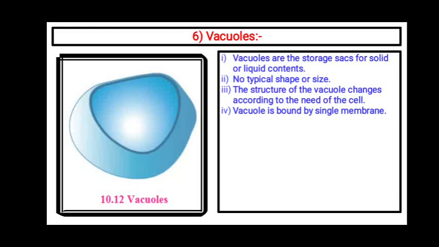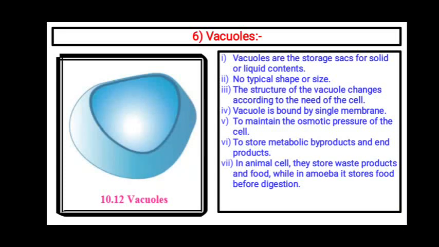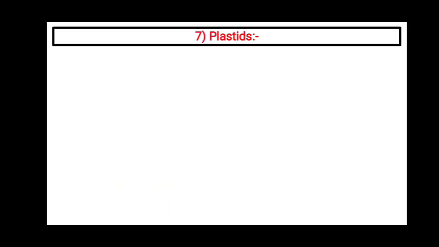Vacuole has a single membrane. The function is to maintain the osmotic pressure of the cell. It helps to store metabolic byproducts and end products. In animal cells, they store waste products and food, while in amoeba, it stores food before digestion. In plant cells, vacuoles are full of cell sap and it provides turgidity or rigidity to them. So these were the characteristics and functions of vacuoles.